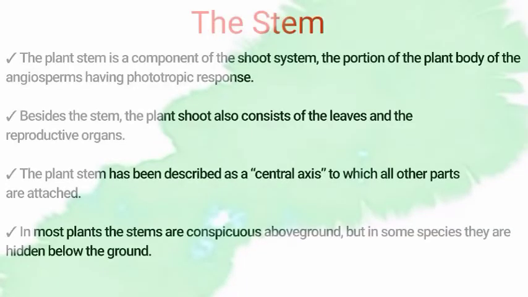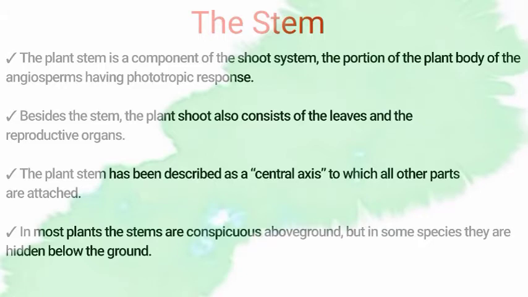Hi everyone. Today we are going to discuss another vegetative part, the stem. The plant stem is a component of the shoot system, the portion of the plant body of angiosperms having phototropic response, which means the stem is a part of the shoot system and it shows phototropic growth, which means it grows towards light. Not only the stem, but along with leaves and reproductive organs like flowers, fruits, and seeds are also present in the shoot system.